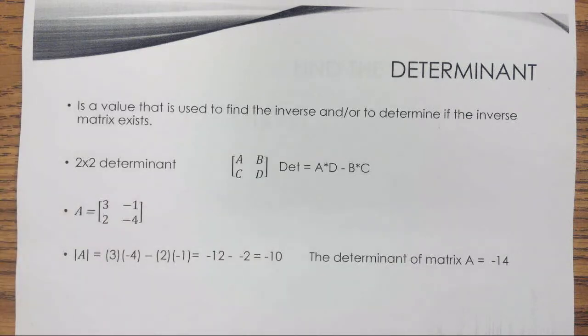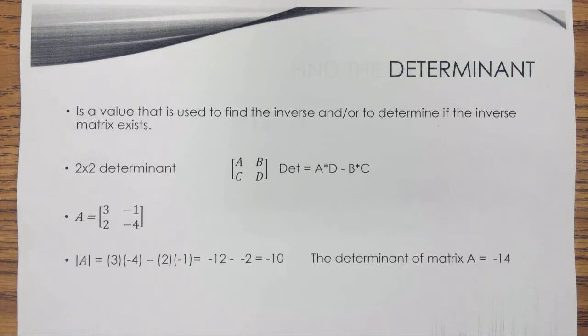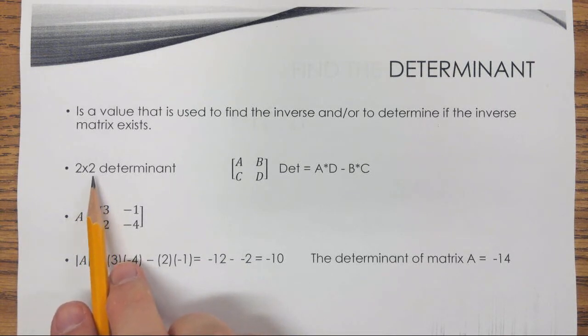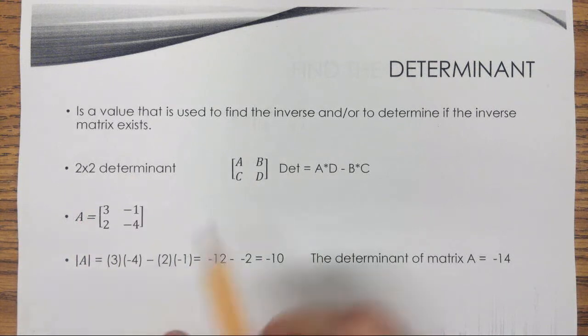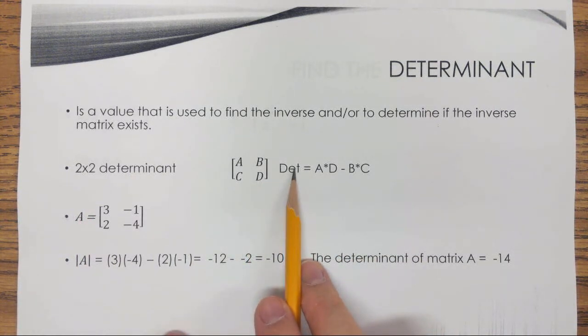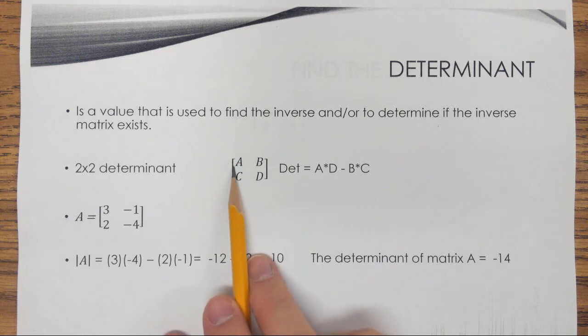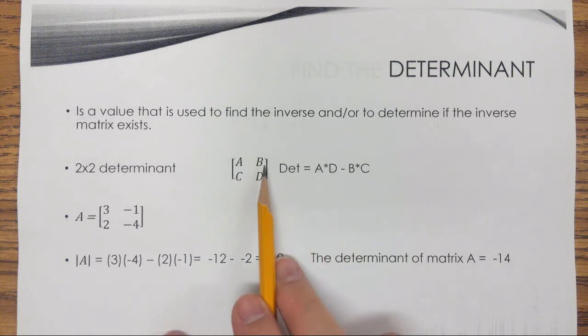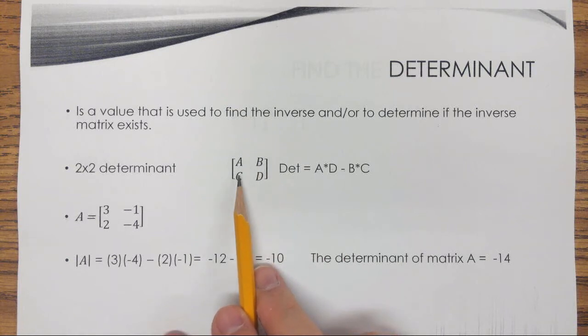So the determinant, what is it? It's a value that is used to find the inverse and/or to determine if the inverse matrix exists. If we have a 2 by 2 matrix, then we can find the determinant. In order to do that, I take this A and multiply it by D, right here, A times D, and then I subtract the number that comes from multiplying B times C.